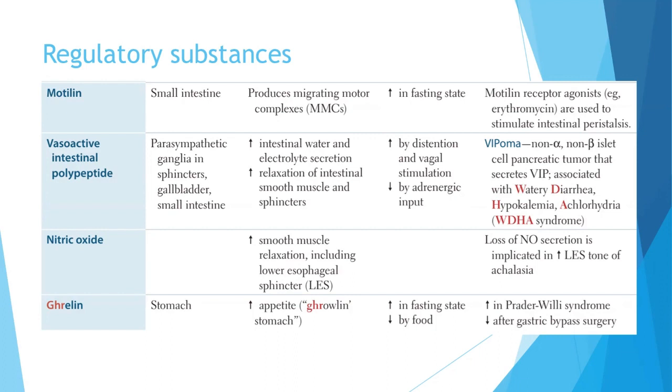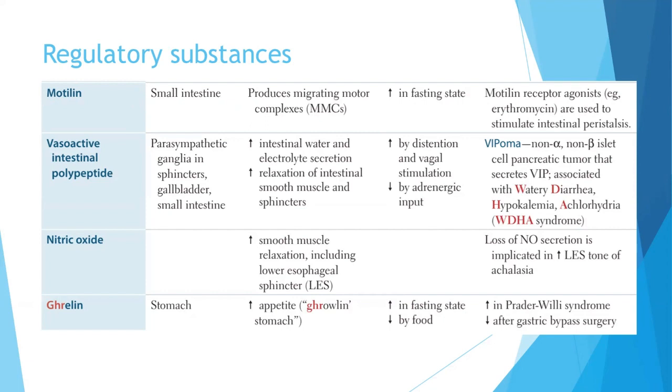They also increase the relaxation of the intestinal smooth muscle and sphincters. In the case of VIPoma, that is the VIP secreting tumor, which is associated with watery diarrhea, hyperkalemia, and achlorhydria. So you know that VIP is involved in the water and electrolyte secretion in the intestinal lumen. So whenever there is an increase in the VIP, then obviously the patient will have watery diarrhea because there is an increase in the water in the lumen.